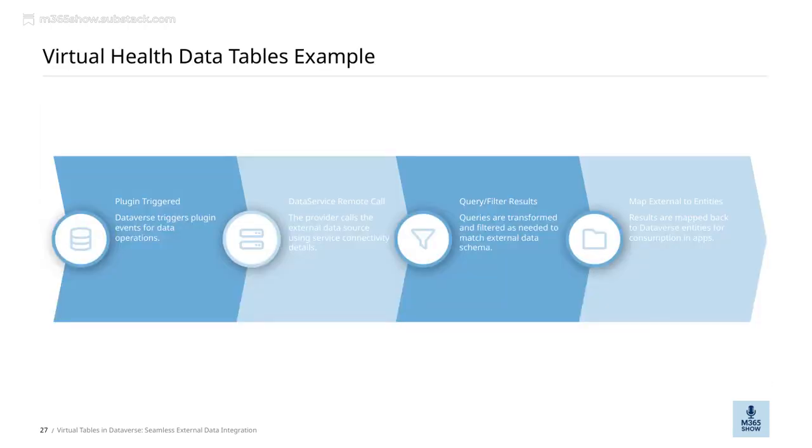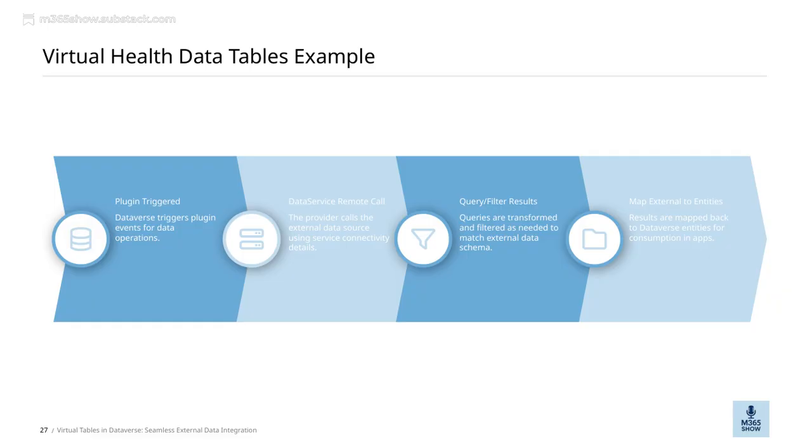Now, let's look at this example of virtual health data tables. What we're seeing here is how virtual tables in Dataverse enable seamless integration with external data sources. The key idea is that once the data is accessed, the results are mapped back to Dataverse entities. This means that the data can be consumed directly within our apps without needing to copy or move it around.